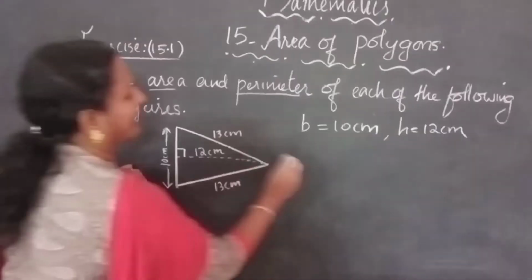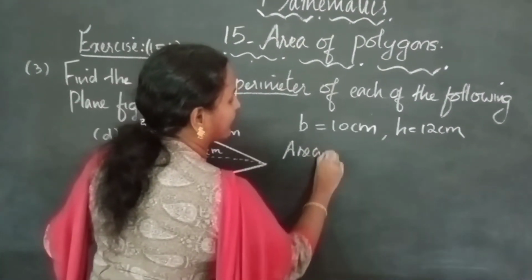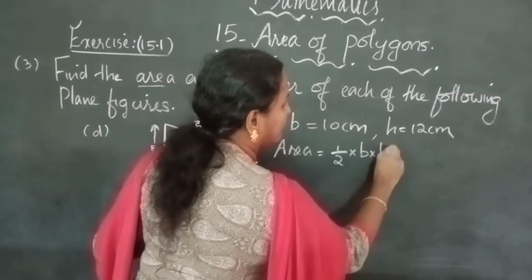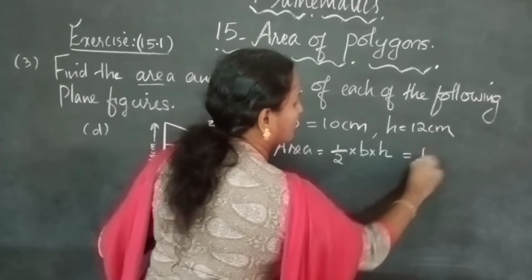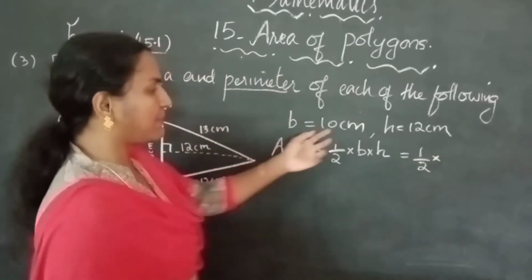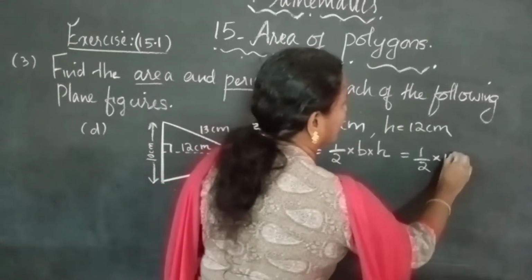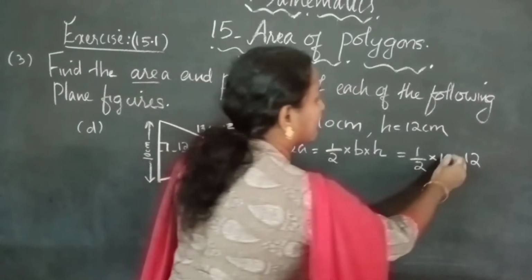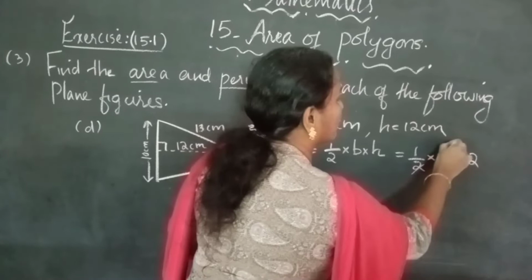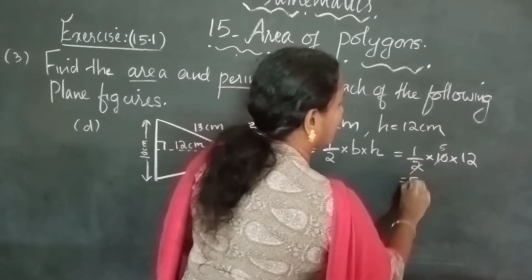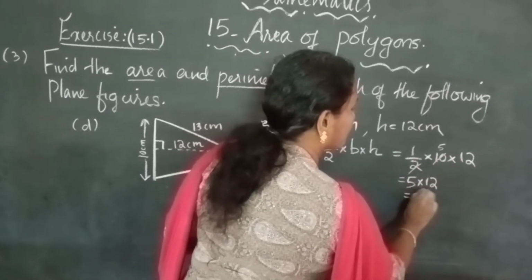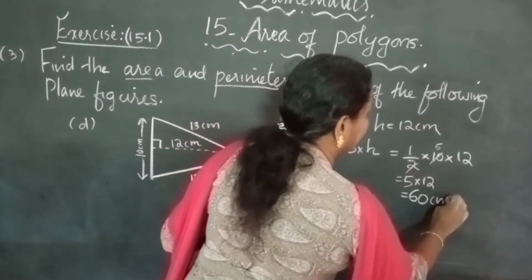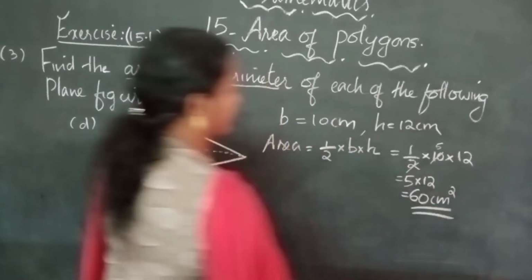Then we have to find the area. The area of a triangle is equal to half into base into height. Half BH is equal to half into 10 into 12. We can cancel 2 and 10. 5 twos are 10. So 5 into 12 is equal to 60. The unit is centimeter square, so 60 centimeter square.